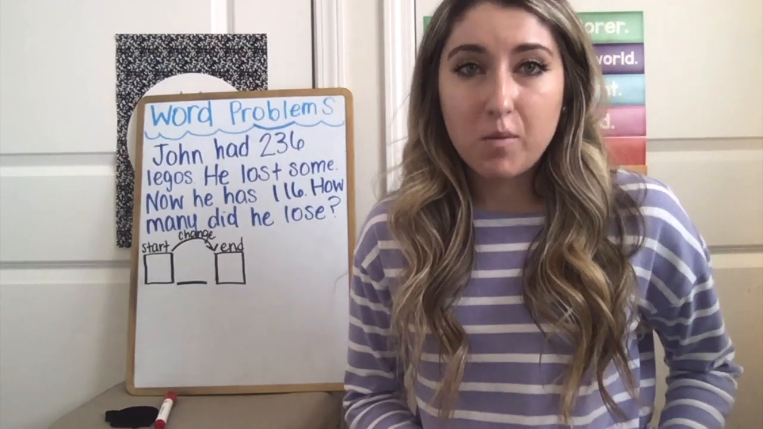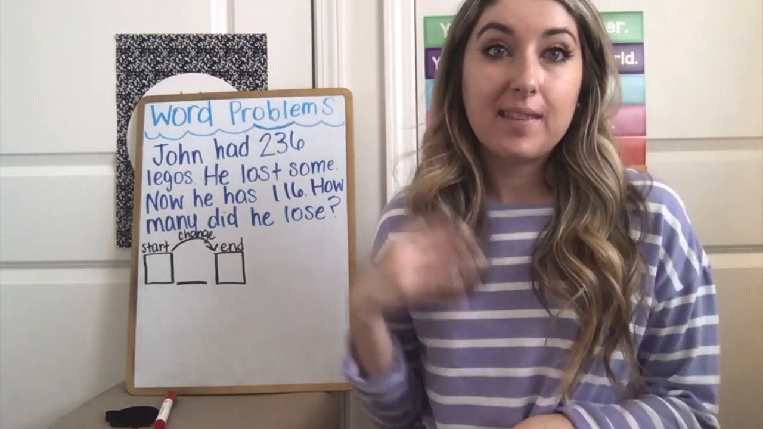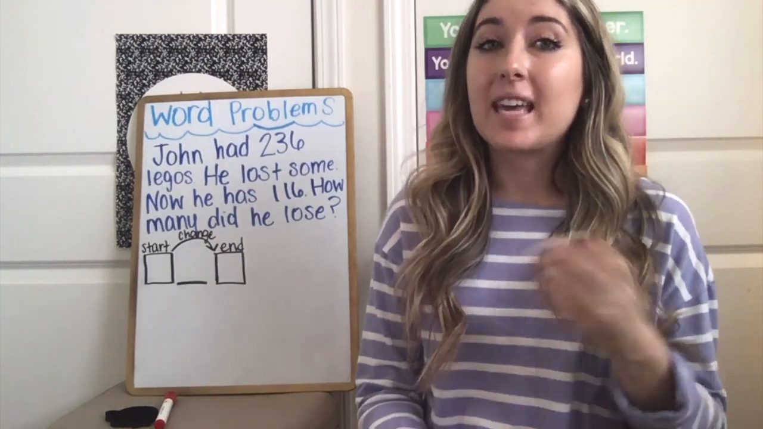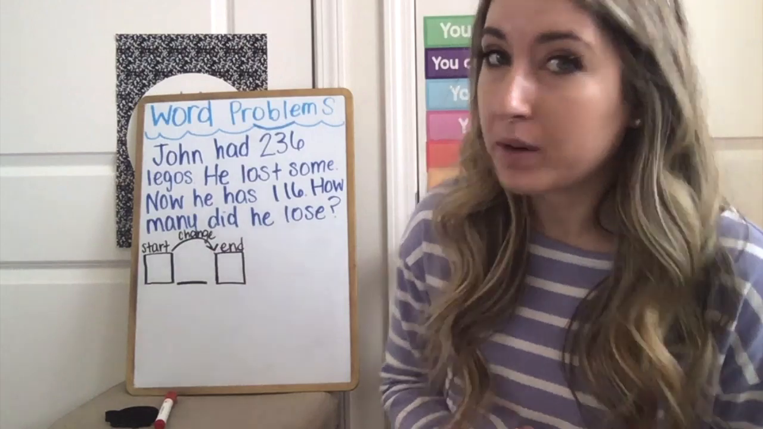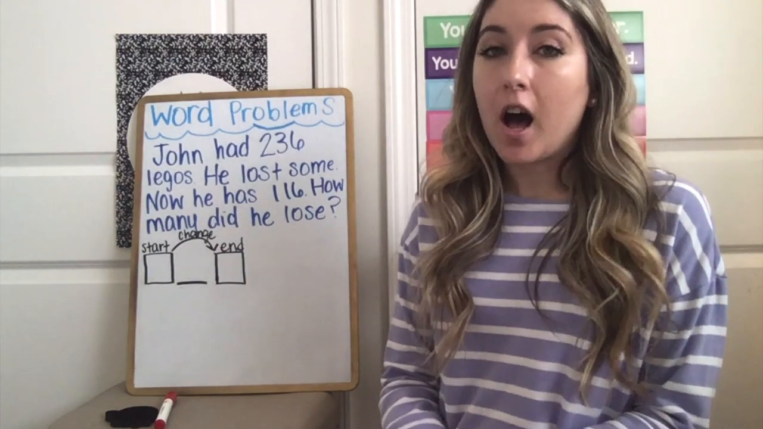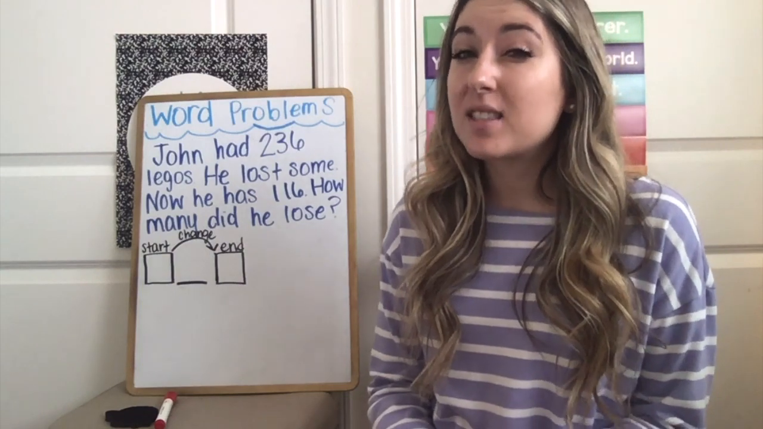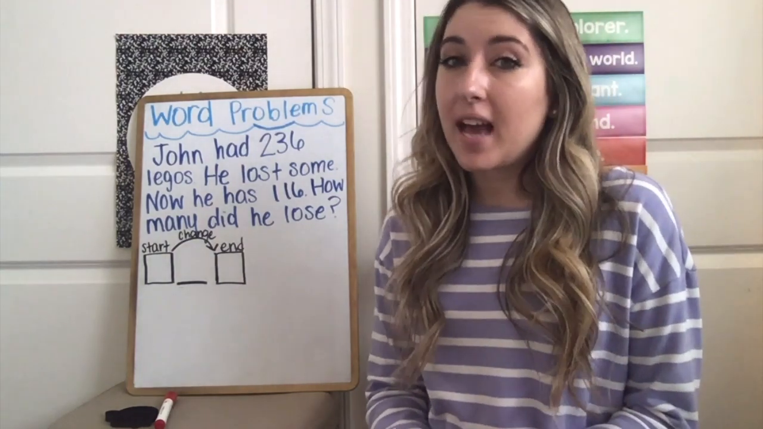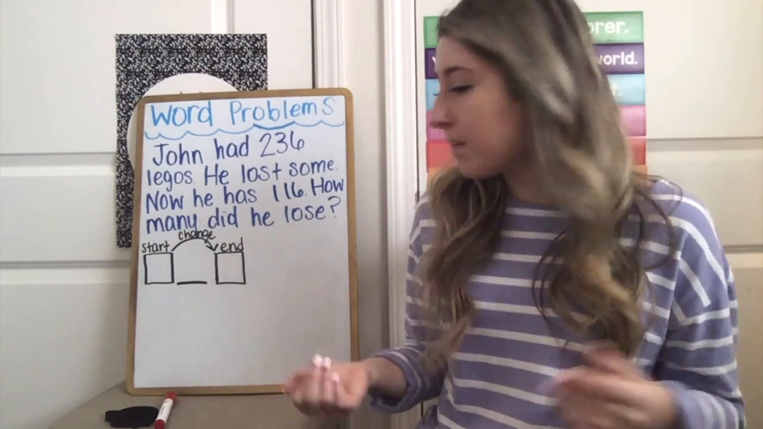Now we're going to try one where we don't know what the change is. We know what he started with, and we know what he ended with. So we have to find out what changed. So I'm going to read the problem to you. John had 236 Legos. He lost some. Now he has 116. How many did he lose?